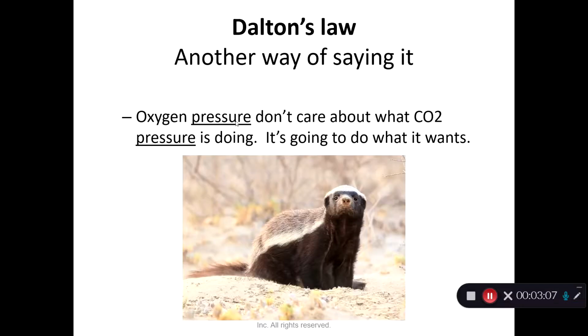It's a honey badger. If you haven't watched that video, it's very enjoyable. Honey badger don't care what the cobra's doing. Honey badger don't care about no bees. Oxygen doesn't care about what CO2 is doing. Whatever oxygen is going to do, oxygen is going to do. Whatever CO2 is going to do, CO2 is going to do without oxygen impeding its way.